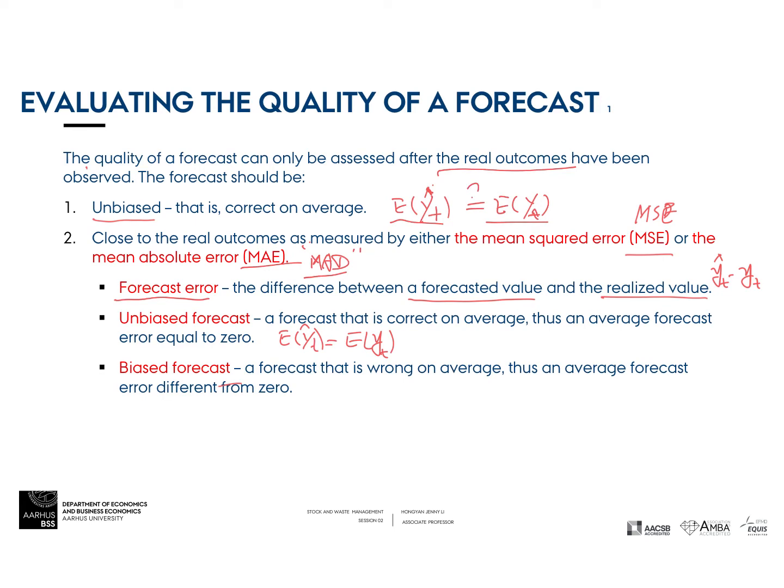And a biased forecast is a forecast that is wrong on average. The average forecast error is different from 0. So then the mean difference is not equal to 0. Then your estimate is basically biased. So if this is greater than 0 or less than 0, it is basically overestimated or underestimated.